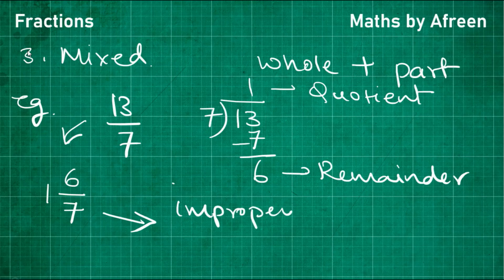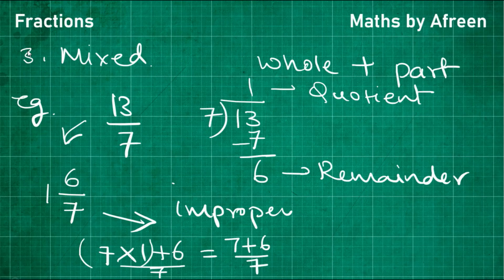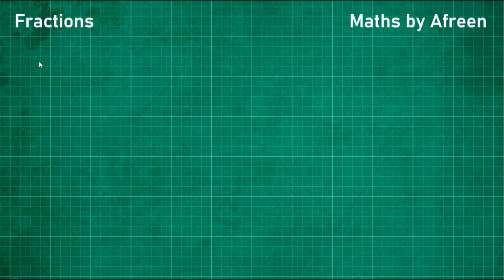We will just multiply this denominator with the whole, that is 7 into 1, and now we will add the numerator, that is 6, divided by the denominator only. That will be 7 ones are 7 plus 6 by 7, that will give you 13 upon 7.